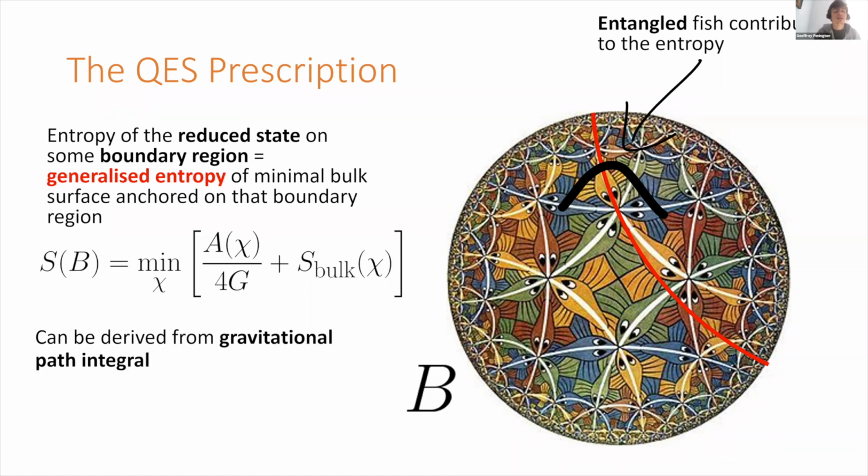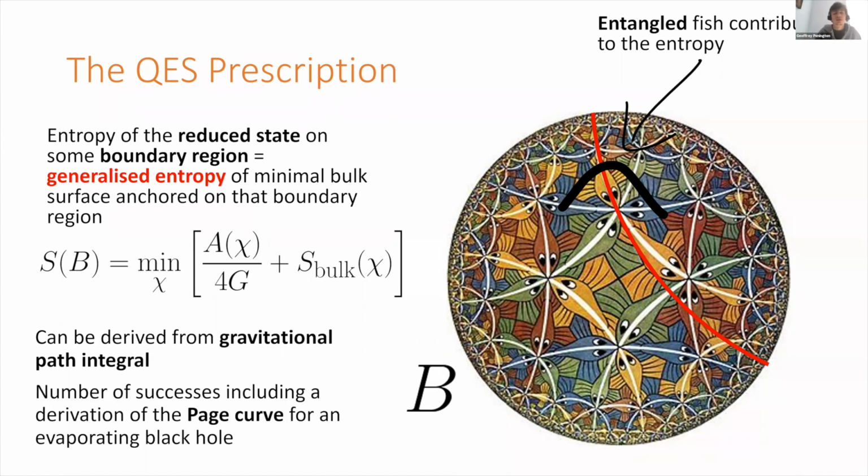Okay, so this formula can be derived using some beautiful tricks that have been developed over the years from the gravitational path integral, which is our most reliable source of information on quantum gravity. And it's led to a number of successes, including, of course, over the course of 2019, a derivation of the Page curve for an evaporating black hole.